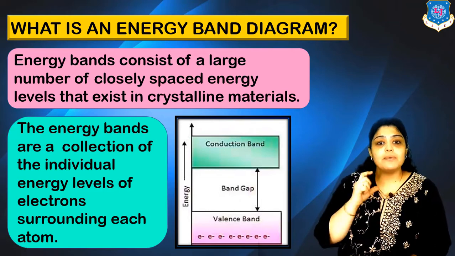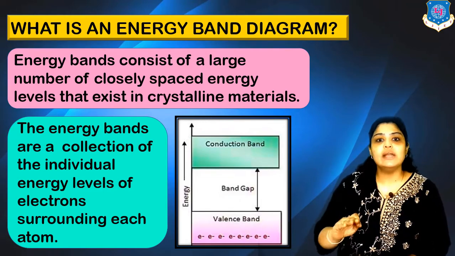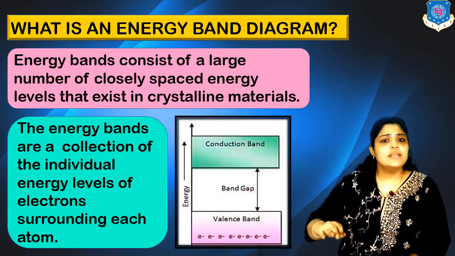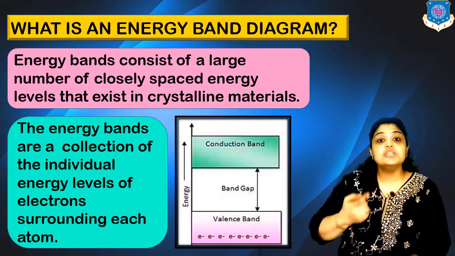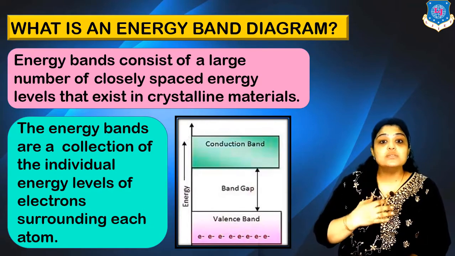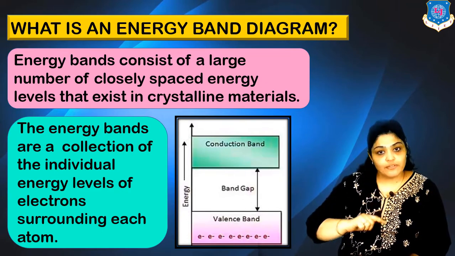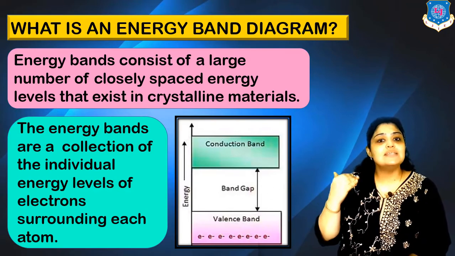Now band gap or forbidden band is a band in which practically no electron can stay or no electron can be present. Then what is the use of this band? This band is used in the transition processes. It's just a medium for electrons to move from valence to conduction or from conduction to valence. So it just provides a passage.